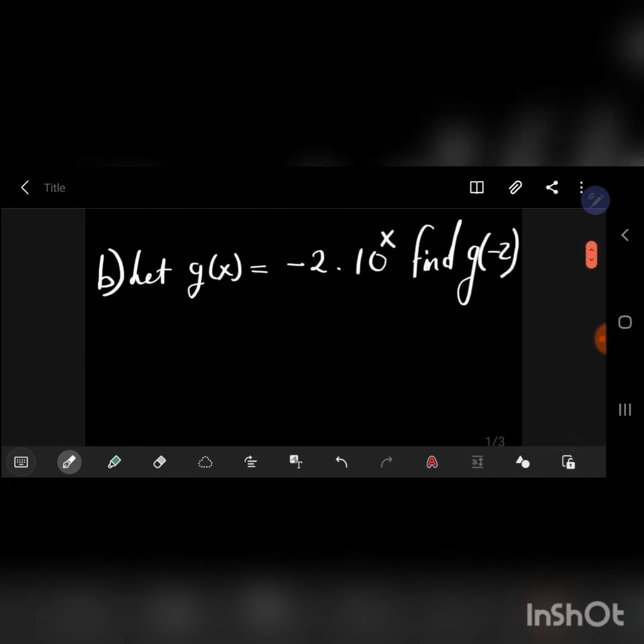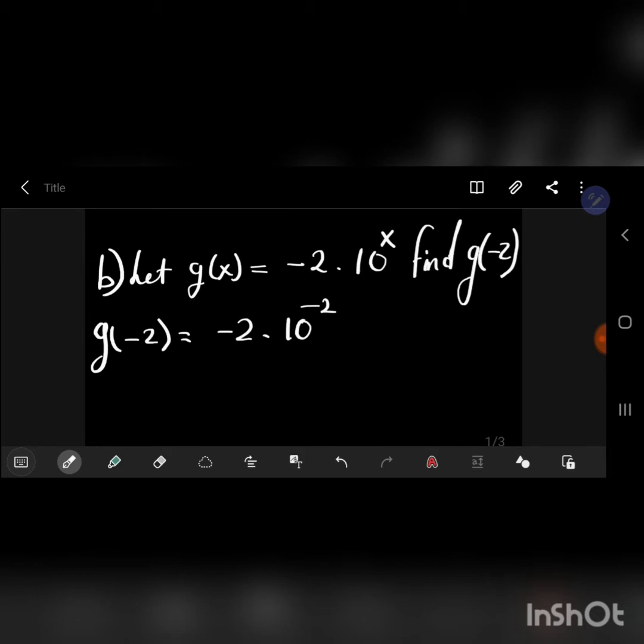The next example says, let g of x equal to minus 2 multiplied by 10 to the power x. Find g of minus 2. So instead of any x, I will put minus 2. So g of minus 2 equal to minus 2 multiplied by 10 to the power minus 2. Instead of the x, I put minus 2.